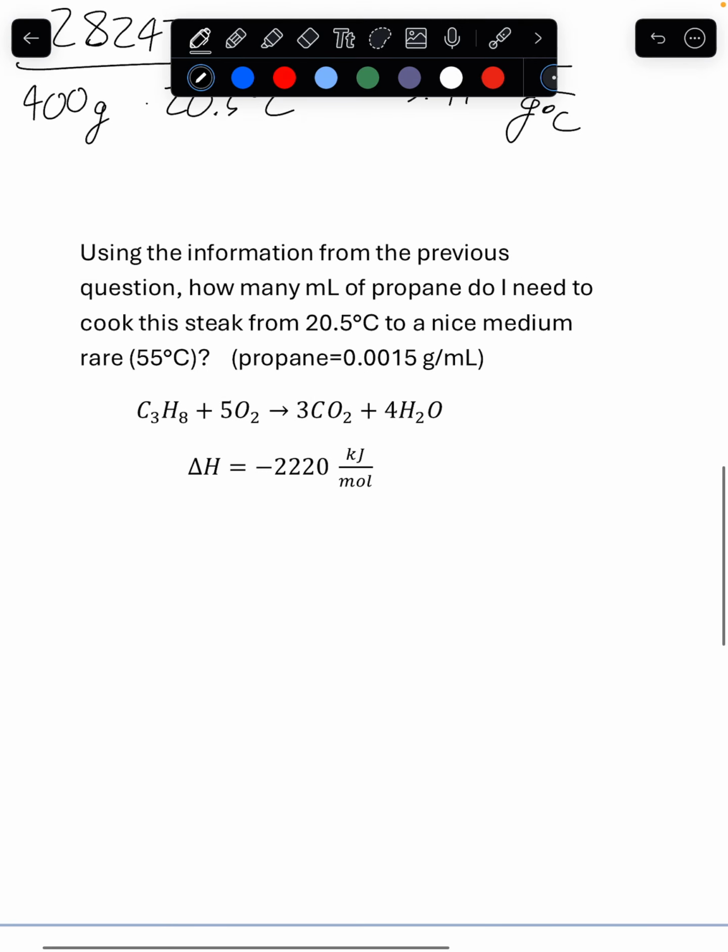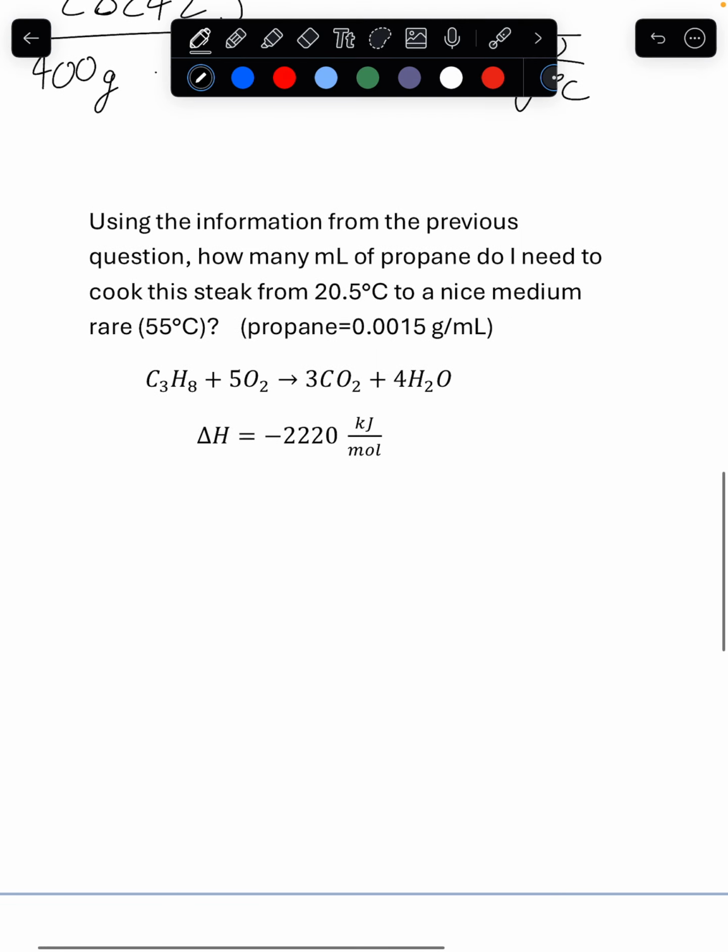So using the information from the previous question, how many milliliters of propane do I need to cook this steak from 20.5 degrees C to a nice medium rare at 55 degrees C? It also gives me the density of propane here.